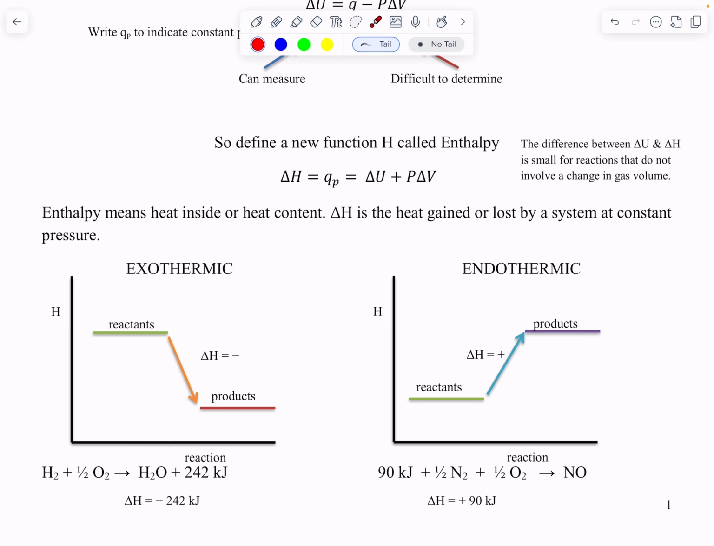And so the takeaway is that delta H is heat transfer, heat gain or loss by a system at constant pressure. And we're going to use that heat gain or loss to predict what a reaction can do.